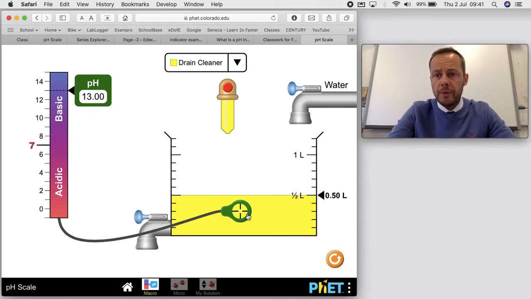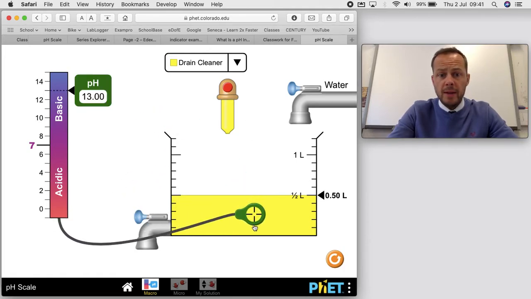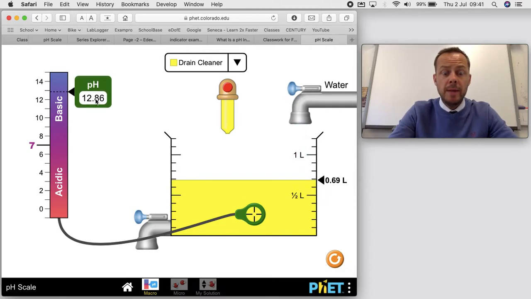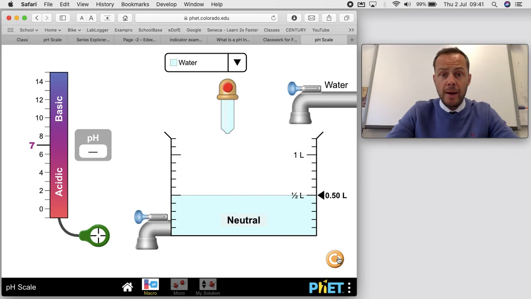So you'll work through and try all of those. Once you've done that, you can pop the pH sensor in, you can add some water and see what you think will happen to the pH. You can release some water, see what will happen to the pH.